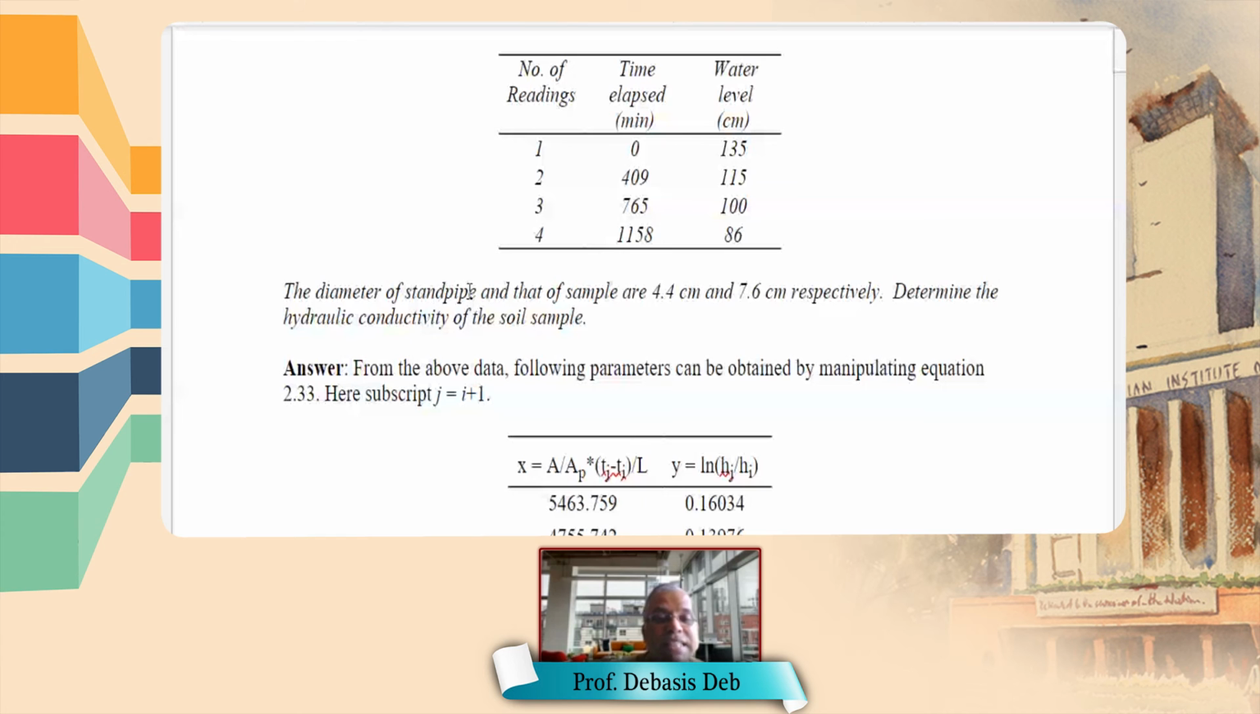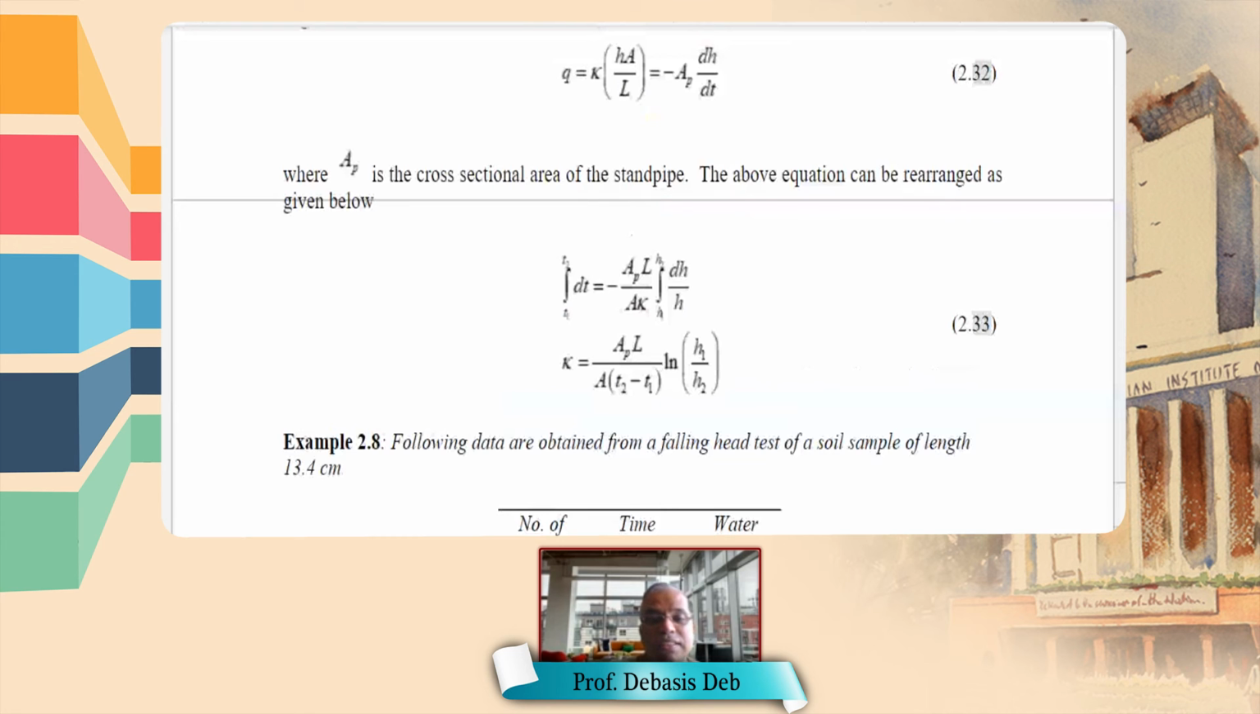Now the diameter of the standpipe, that means that small pipe, is 4.4 centimeter and of the sample was 7.6 centimeter. So this is basically the real data. Now they are asking to calculate the hydraulic conductivity of that soil. How much is the hydraulic conductivity? So now you completely understand that you have done a falling head experiment. The equation is known to me. This is the equation for K, or you can find it the reverse way.